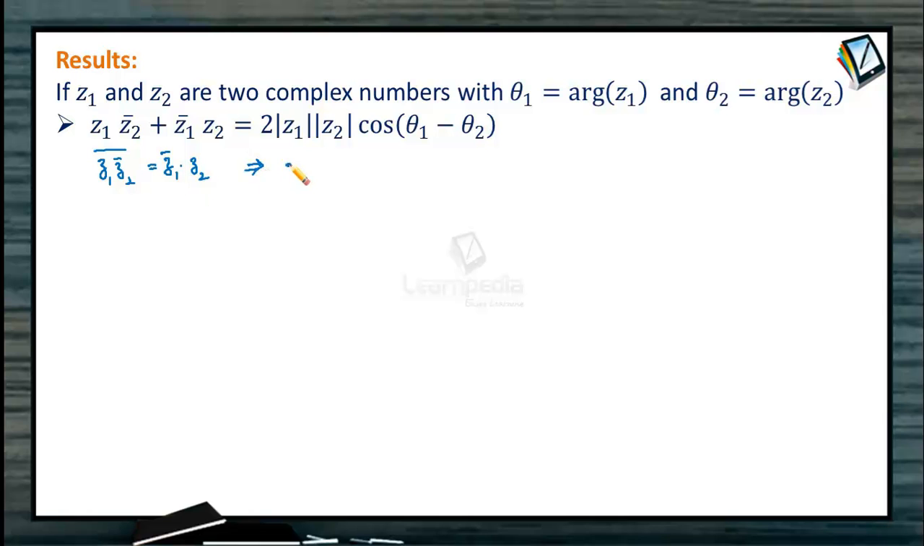Then, what would be the sum of Z1 Z2 bar plus Z1 bar Z2? Yes, these two are conjugates of each other. Then the sum of conjugates of two complex numbers would be 2 times the real part of Z1 times Z2 bar, isn't it? Now, how will the product Z1 into Z2 bar look?